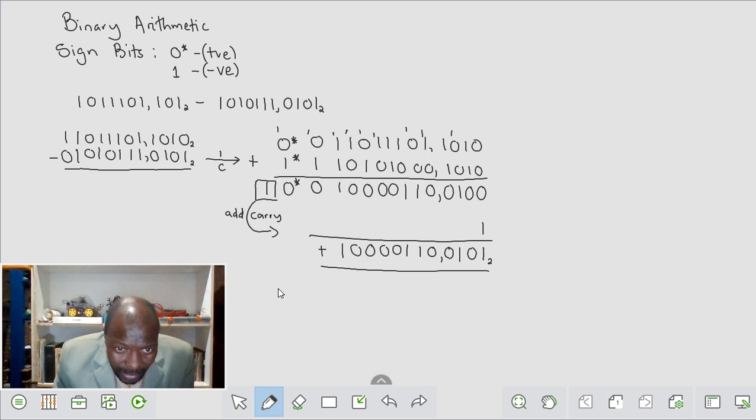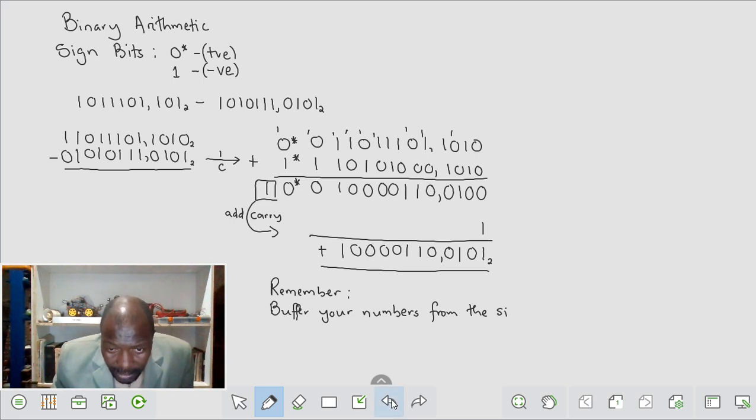So remember, buffer your numbers from the sign bits. And remember, it does not matter how many buffers you put, but you must put the same number of buffers from the sign bits. First step, you buffer your numbers from the sign bits.